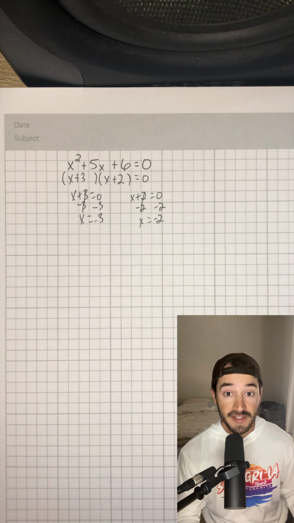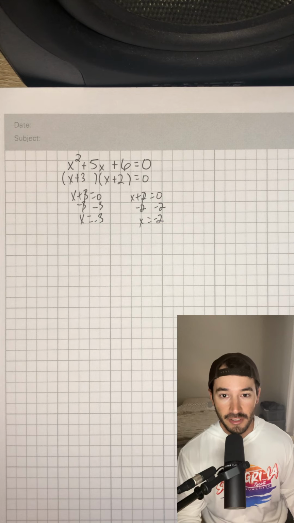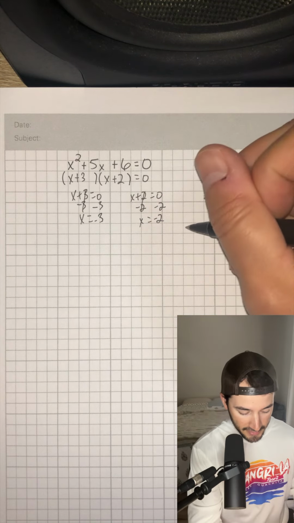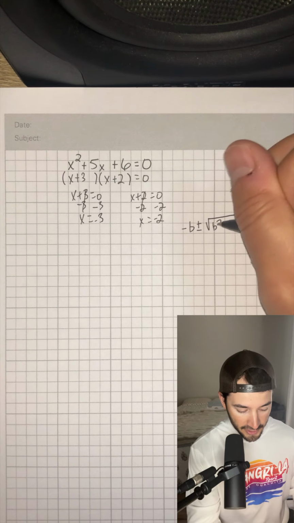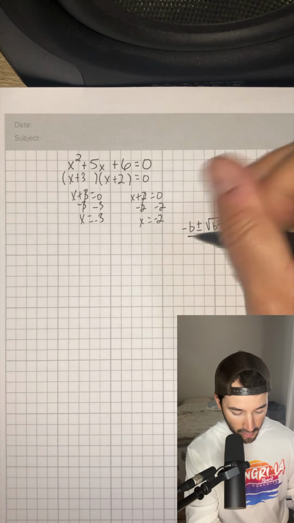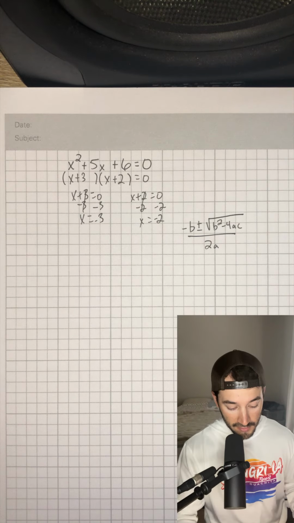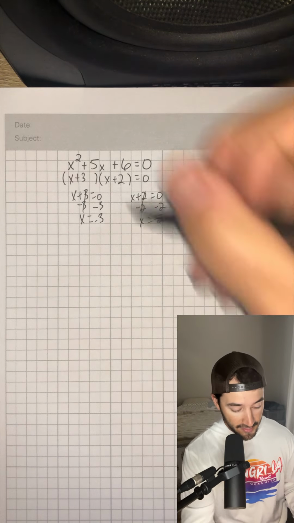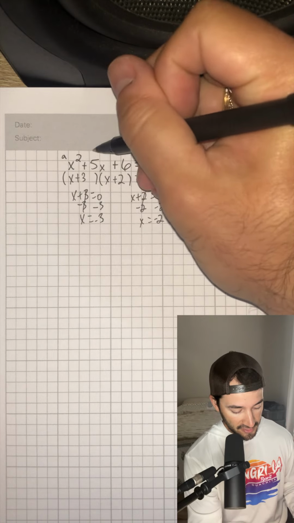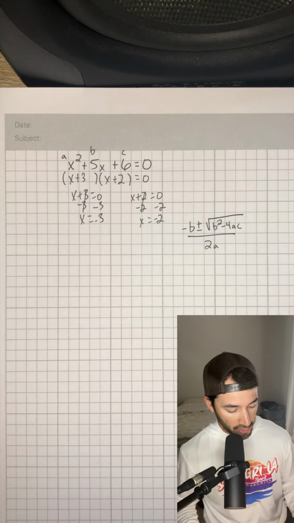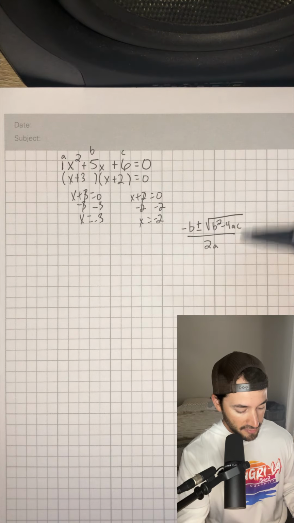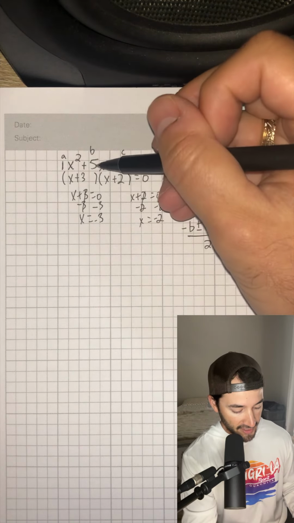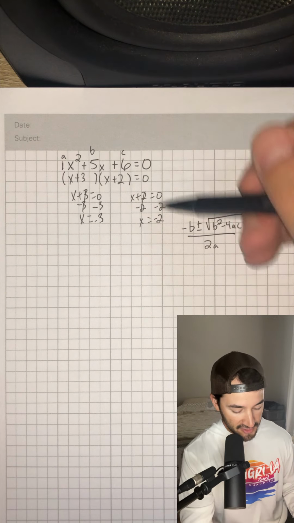And when that happens, you got to know how to do the quadratic formula. So the quadratic formula is negative b plus or minus the square root of b squared minus 4ac, all over 2a. So what are a, b, and c? A, b, and c are just the coefficients or the constants in the quadratic equation. So we have x squared, there's really an understood 1 there, so a is 1, b is 5, and then the constant c is just 6.